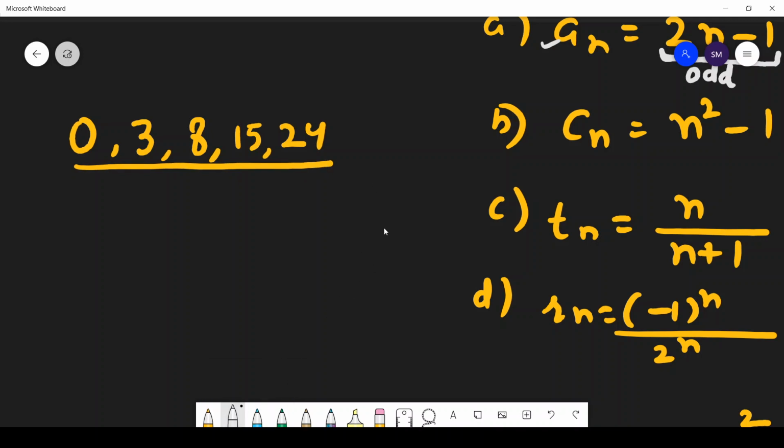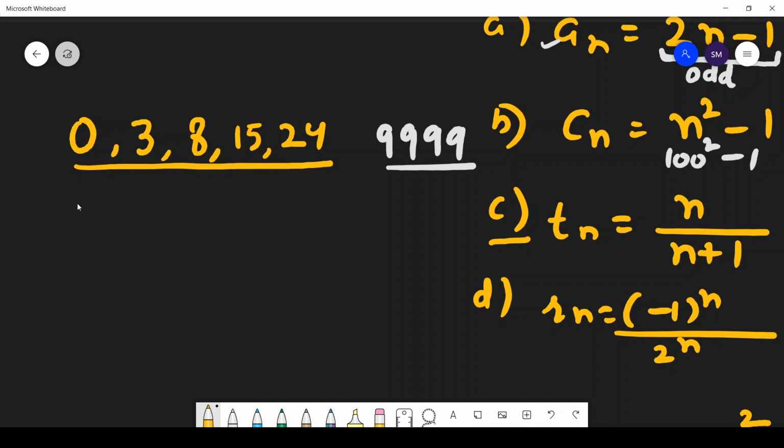Now what is the 100th term, students? 9,999. Yes, 9,999, because put 100 square minus 1. So 100 square means 10,000. 10,000 minus 1 is this. Got it? Yes, sir.